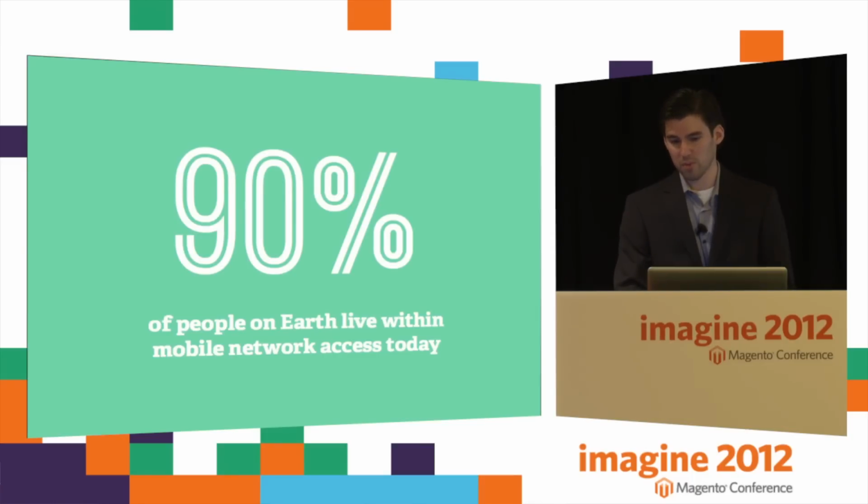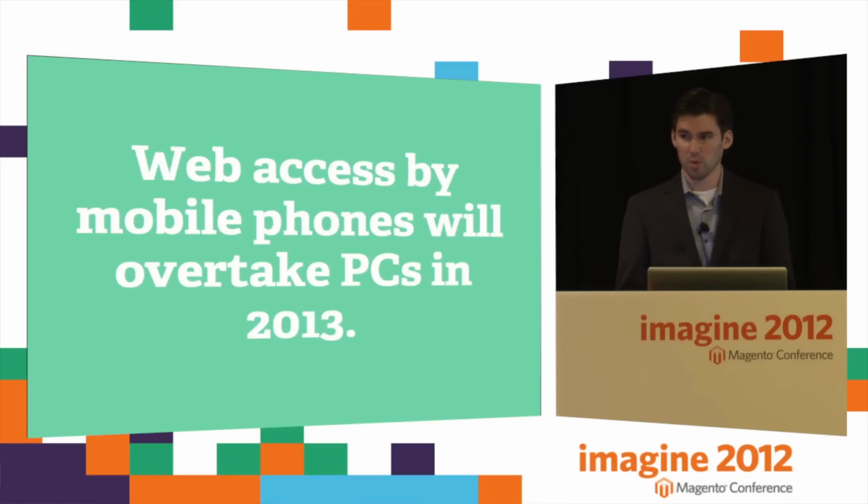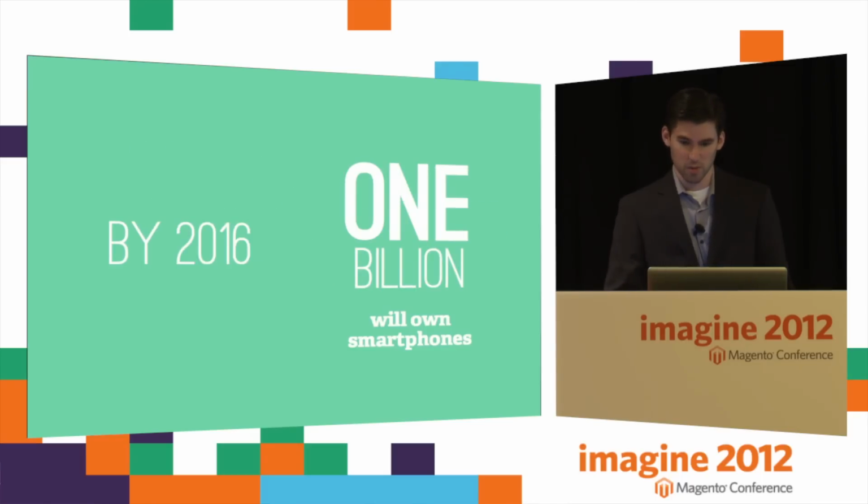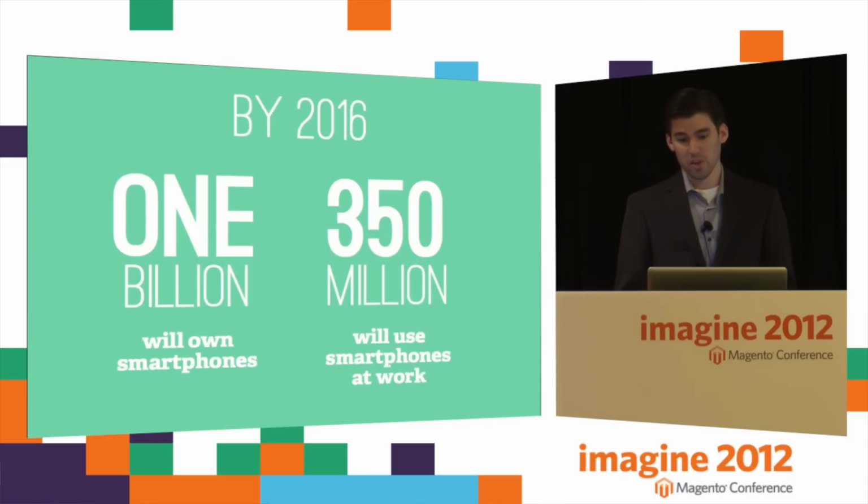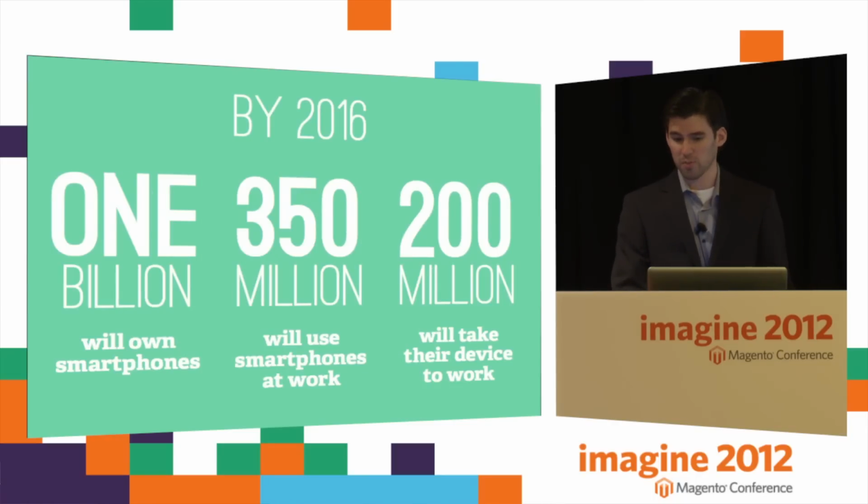90% of the world lives within mobile network access today. And in 2013, Gartner's forecasting that mobile phones will overtake PCs as the most common web access device worldwide. And by 2016, Forrester is estimating 1 billion people will own smartphones. And of them, 350 million workers will use smartphones daily, and 200 million will take their own device to work.